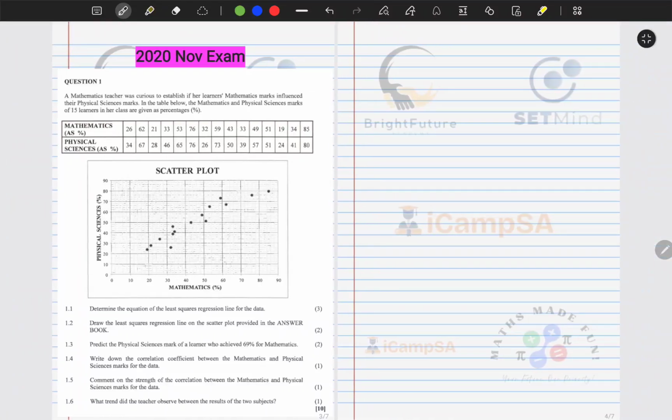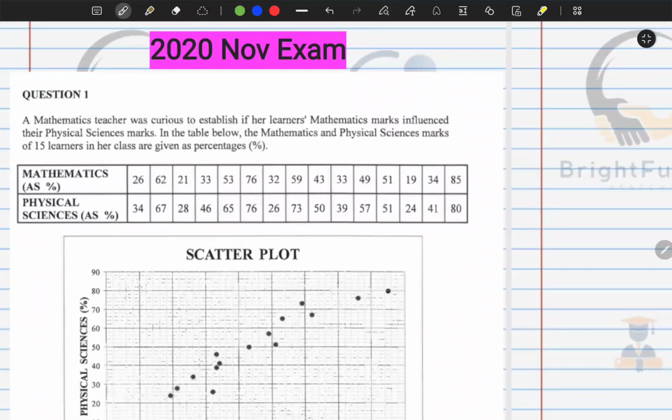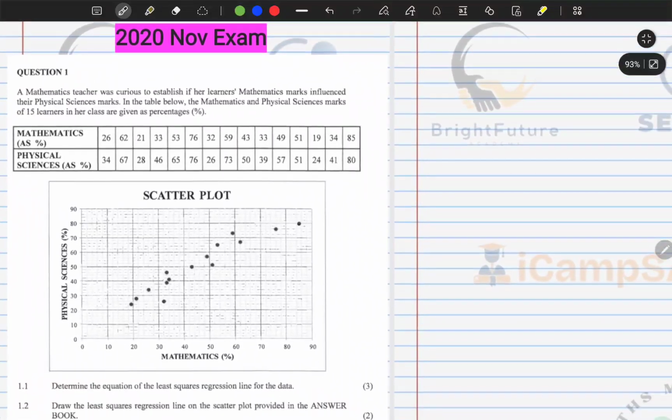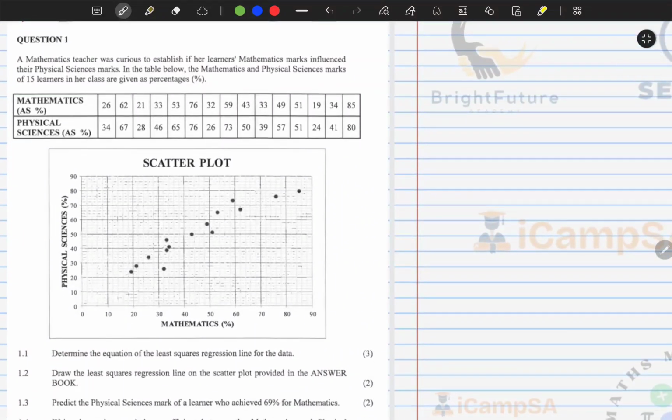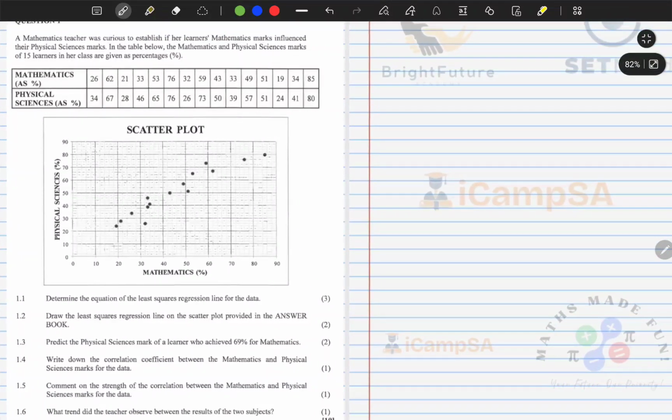So from the 2020 November exam, we're given this question, where we are told a mathematics teacher was curious to establish if a class's mathematics marks influence their physical sciences marks. In the table below, the mathematics marks of 15 learners in her class are given as percentages. And then they give us the scatter plot for these marks here. Then the first question says, determine the equation of the least squares regression line of the data.